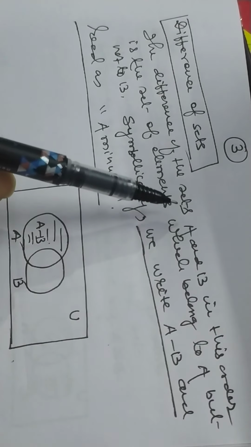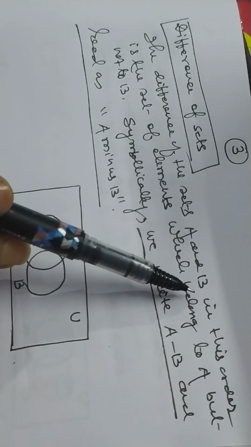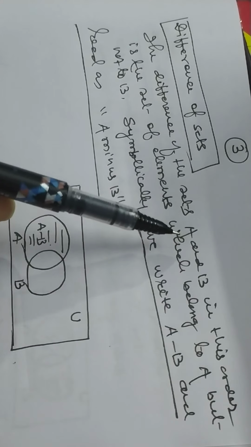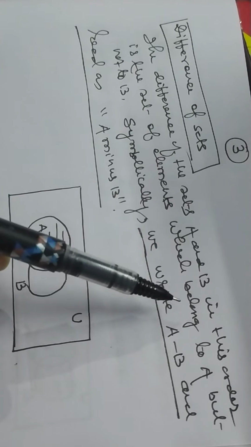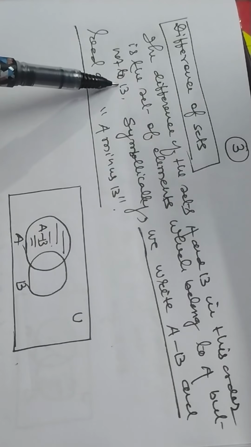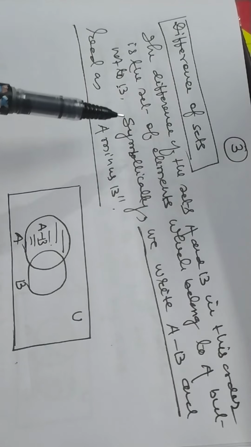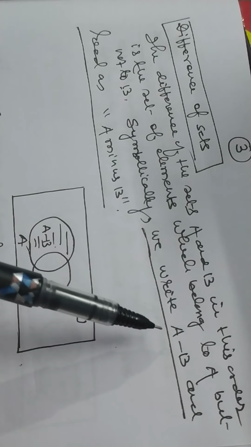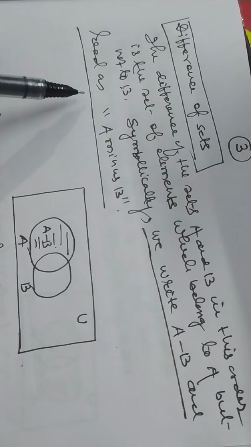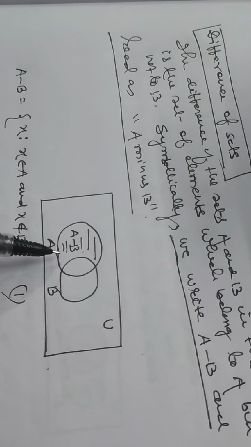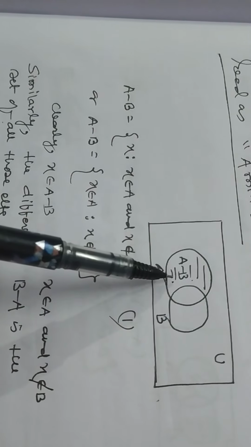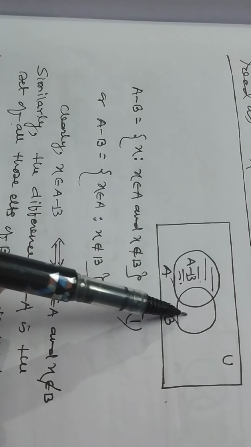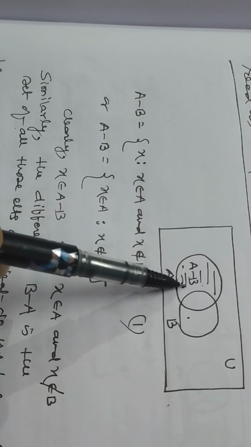The difference of the sets A and B in this order, मतलब पहले A उसके बाद B, is the set of elements which belong to A but not to B. Symbolically we write A minus B and read as A minus B. This is the pictorial representation of A minus B. Elements of set A which are not in B is A minus B.